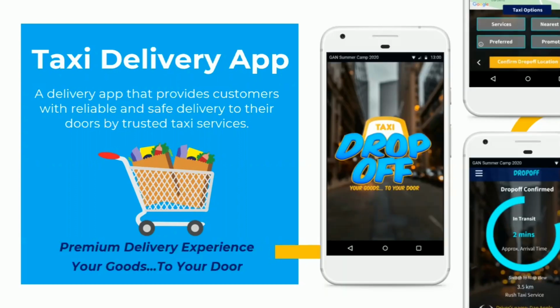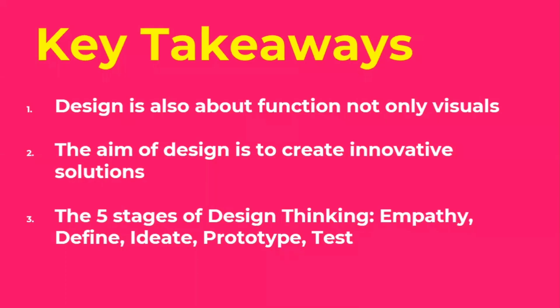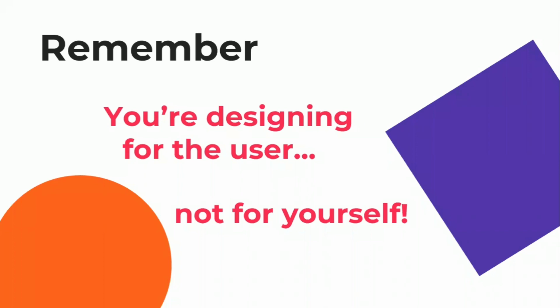We understand now that design is also about function, not only visuals. That the aim of design is to create innovative solutions, and that the 5 stages of design thinking entail empathy, define, ideate, prototype, and test. Remember, you're designing for the user, not for yourself.